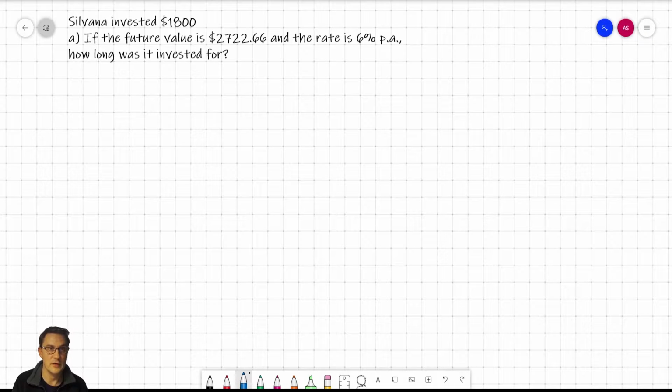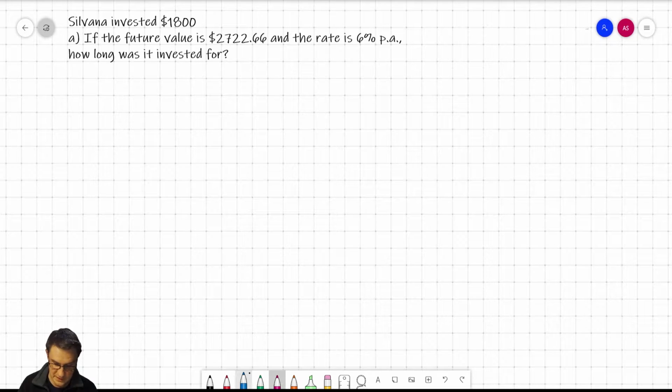Hey, amazing people, we've got another compound interest example here. For this one, we're told Silvana invested $1,800 and the future value is $2,722.66 and the rate is 6% per annum. How long was it invested for?